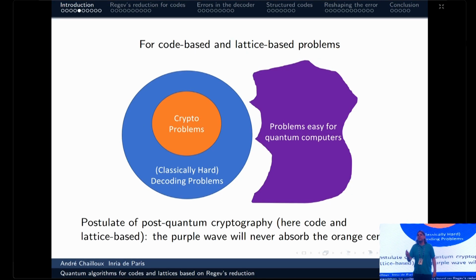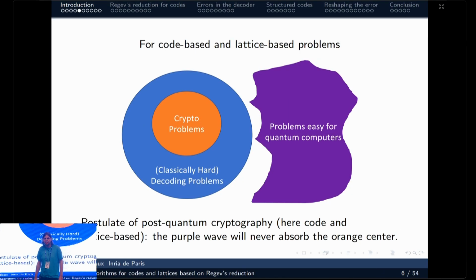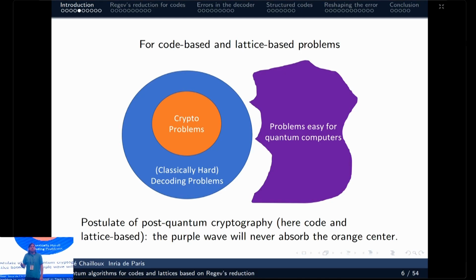Now that we have this general overview of these code problems, the postulate of post-quantum crypto, here for code-based and lattice-based, is this: if you have this orange region of computational problems that we use in crypto, then the problems that are easy for quantum computers, the purple region, do not go in the orange circle. If a purple point arrives in the orange region, you break some part of post-quantum crypto.